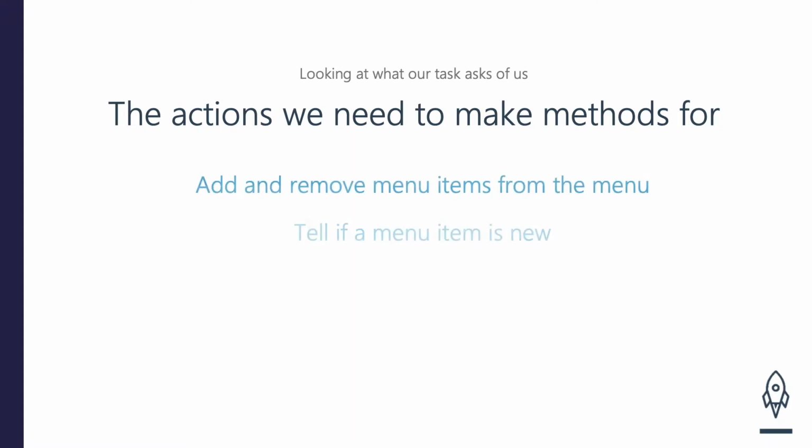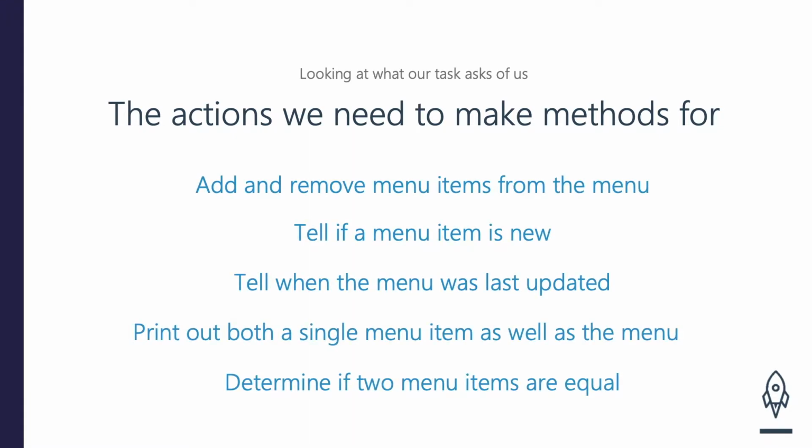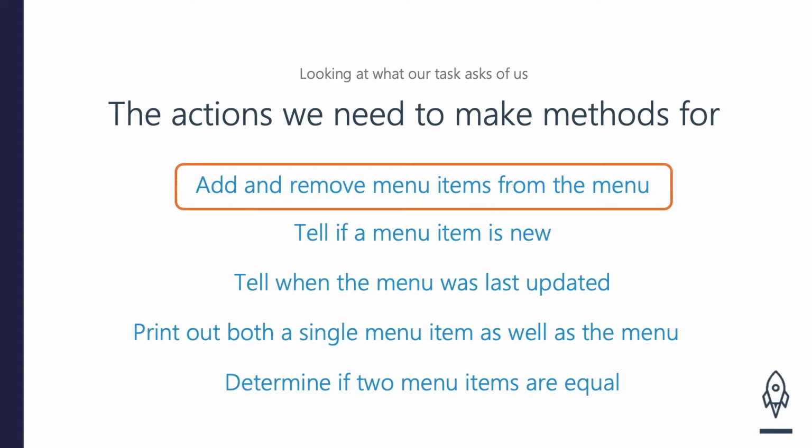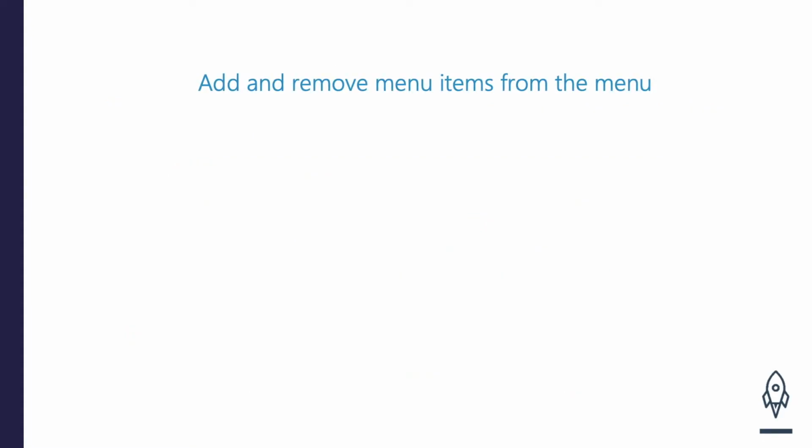We're going to look at our first task, in which we're given multiple actions that we need to make methods for. These are those actions. Let's look at the first one. We need to add and remove menu items from our menu.